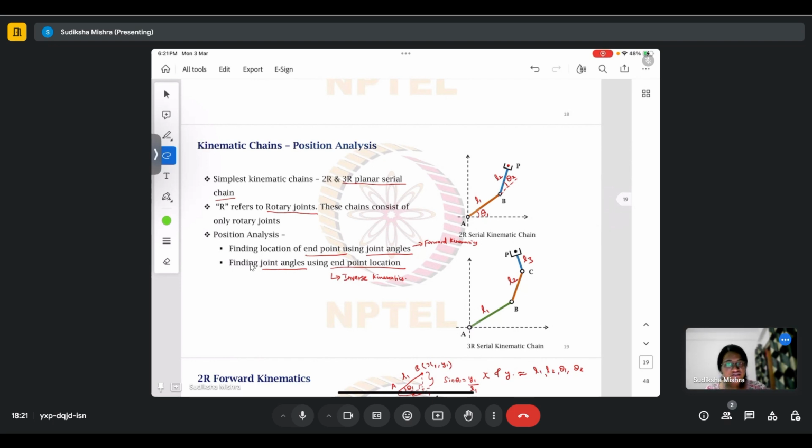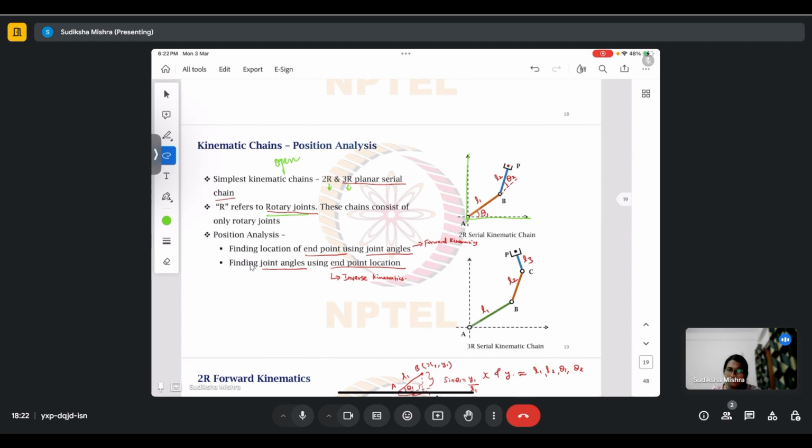So we saw that kinematic chains are of two types, open and closed. Here we'll be looking mostly at open kinematic chains. The simplest kinematic chains are called 2R or 3R, where R refers to rotatory joints. Usually the assumption is that these chains consist of only rotatory joints, so whatever rotation happens is in the plane we are looking at. Everything happens in this XY plane, and nothing is happening in the Z plane.